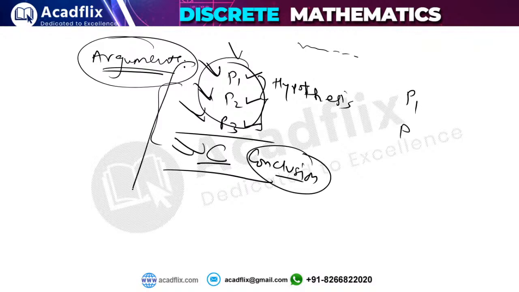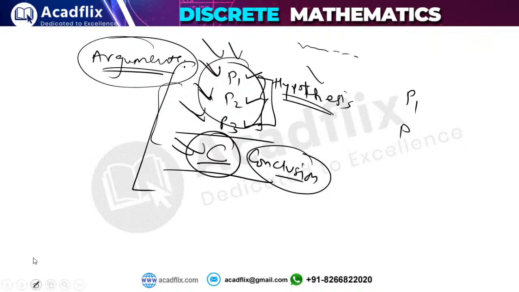This complete thing is called an argument. First you give your dalil. In Hindi, in court language, dalil means first you give your arguments, or all the claims you give. So these are the claims. Then you give your conclusion. This complete thing is known as an argument. These are the hypothesis, P1, P2, P3, and this C is the conclusion.